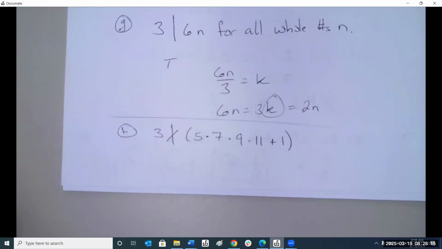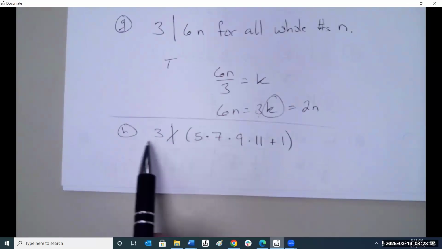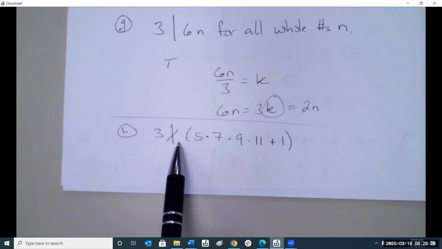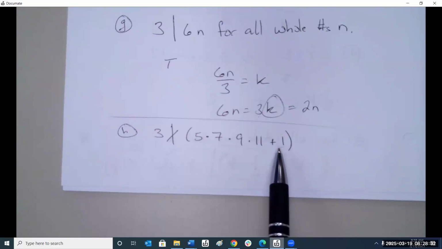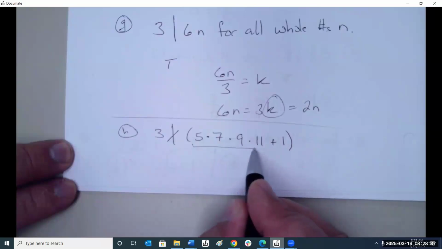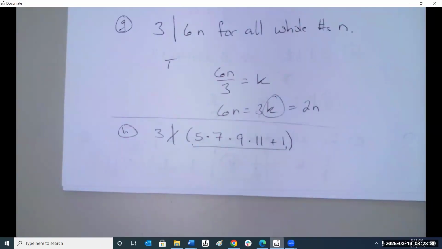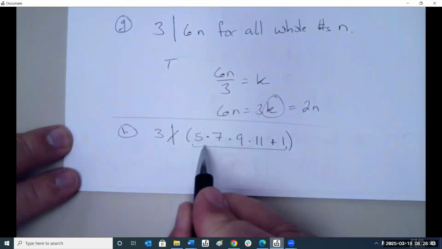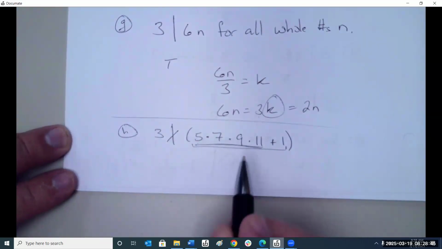True or false? What does it say? How do you read this? 3 is not a divisor of this. What do we know about this number? What do you notice about these numbers here first?